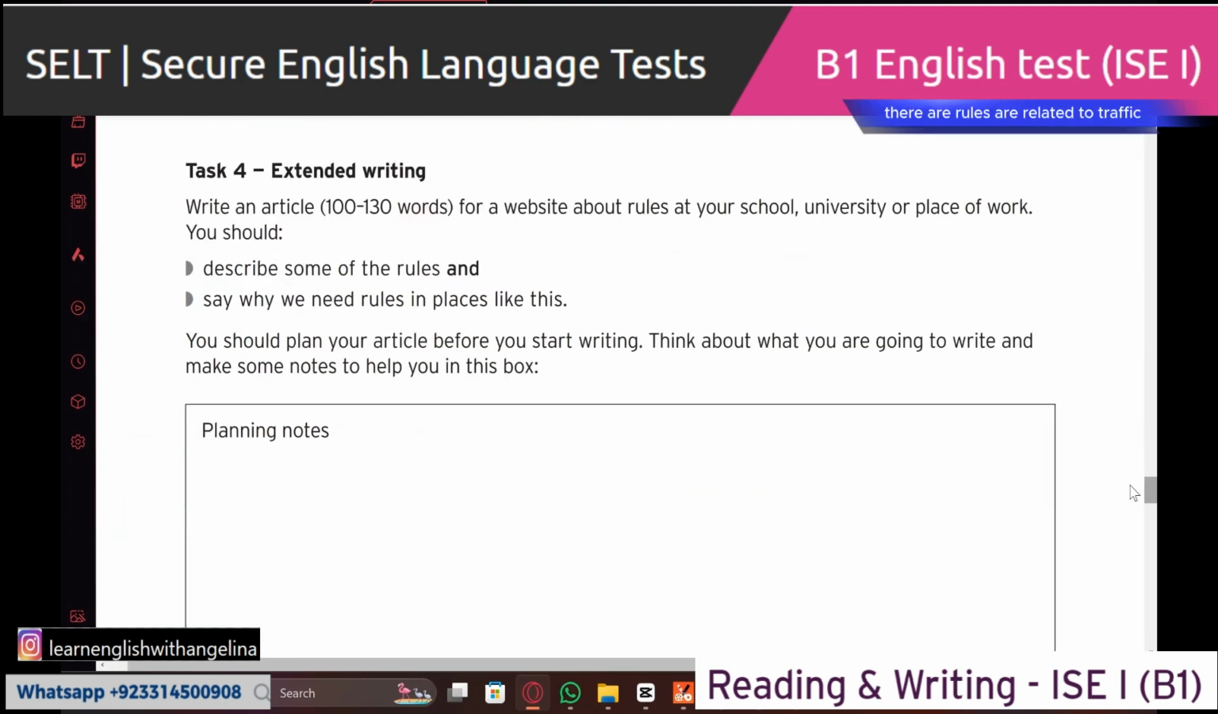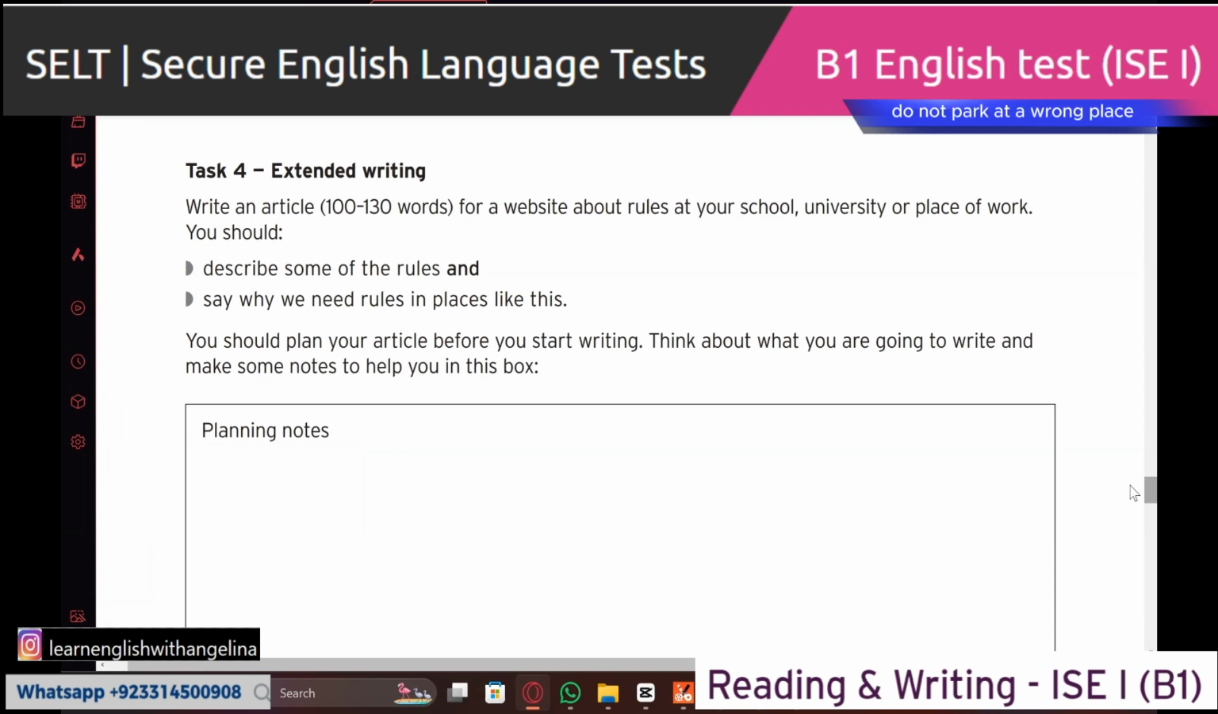There in your country, there are rules related to traffic, rules related to housing. Can we talk about our country, like Pakistan? You don't have to mention the name of the country. You just have to say that firstly, I want to talk about the rules in my country; there are rules related to traffic.